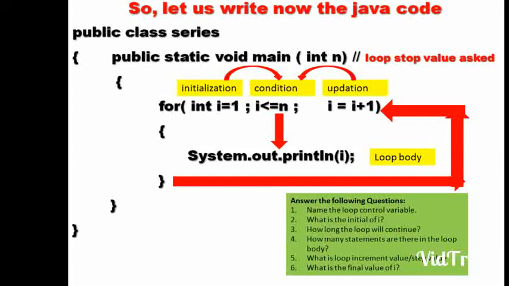How many statements are there in the loop body? Here in this program, I have only one statement in the loop body, that is System.out.println(i). How is the loop getting updated? By +1, that is i = i + 1. What is the final value of i? The final value of i is 6. Okay, the loop goes one extra time, and when the condition is false, it comes out. I hope you have understood.